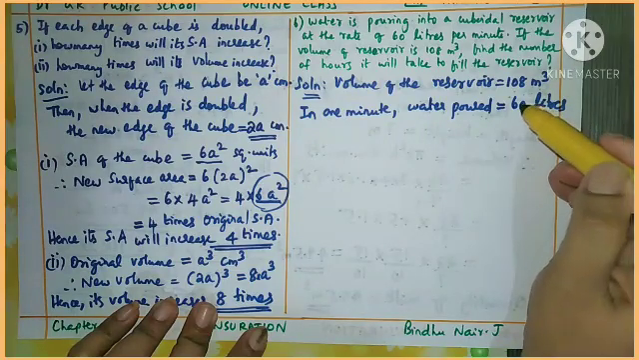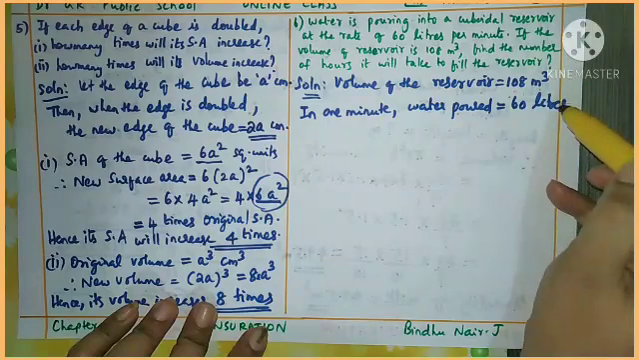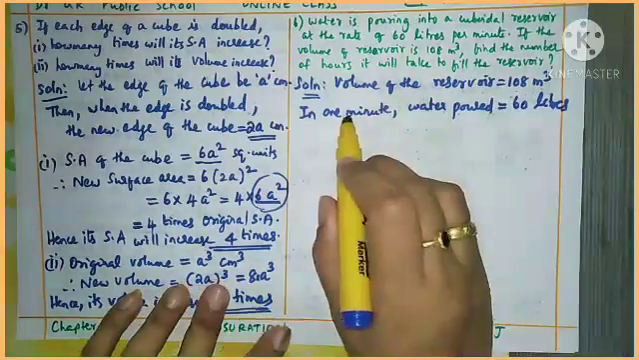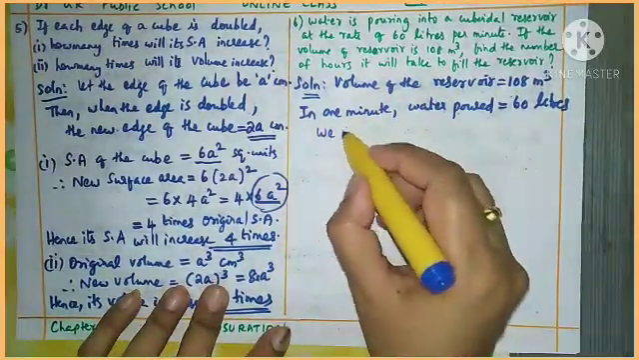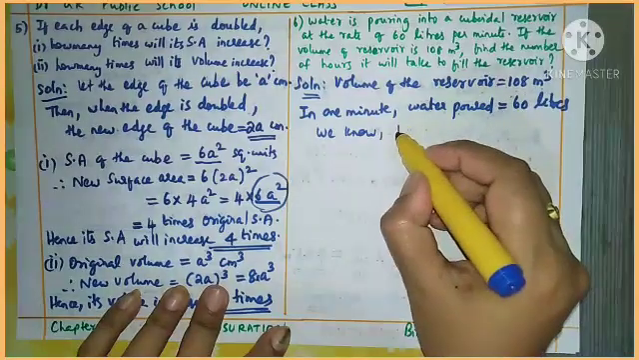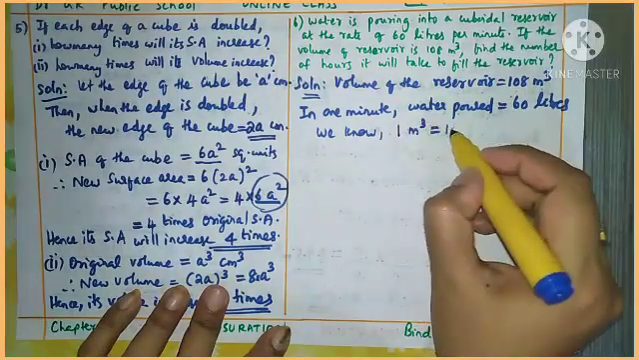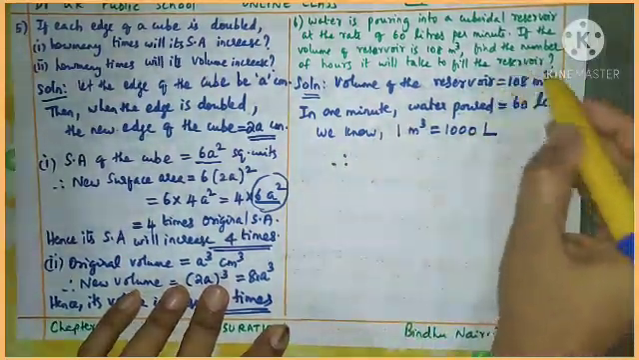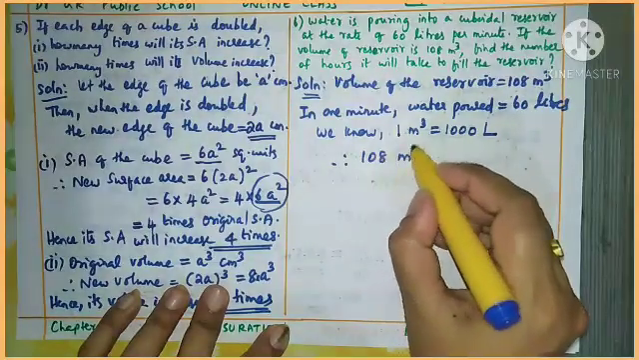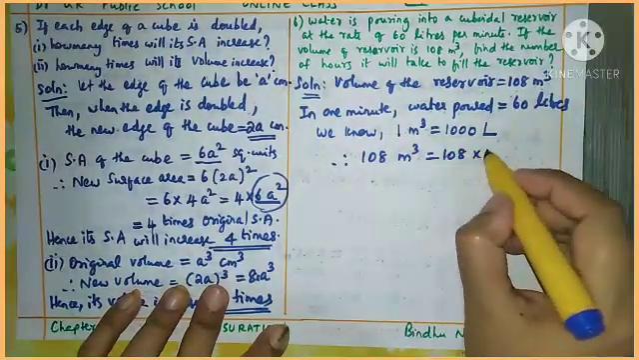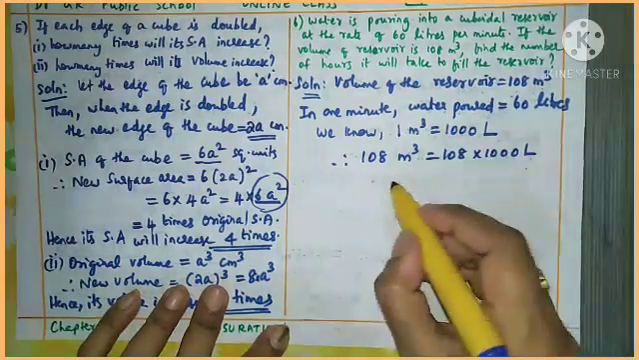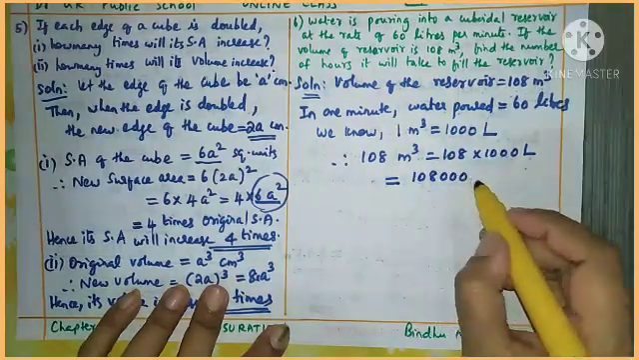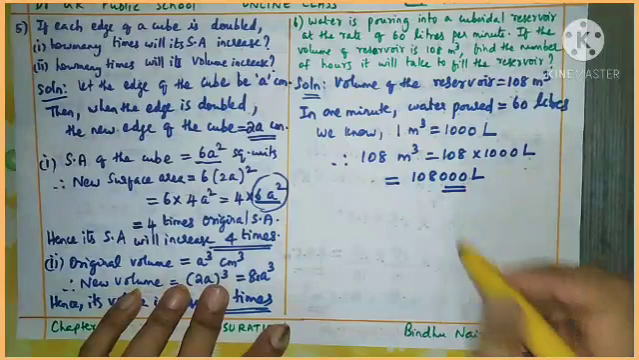Now you see, children, the volume is given in meter cube, and in 1 minute the quantity is given in liters. So what we want to do? We want to convert into the same unit, so we are using the conversion for meter cube and liter. What is the conversion? We know 1 meter cube is equal to 1000 liters. Correct? So therefore, 108 meter cube is equal to 108 into 1000. That is 108000 liters. So we converted into liters.